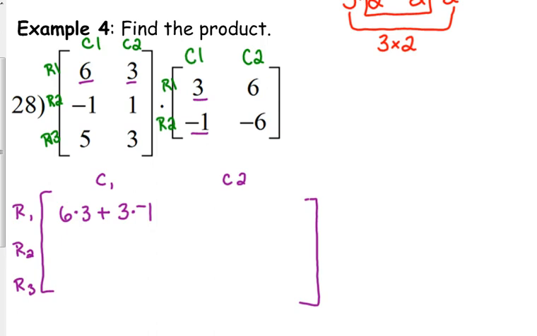Yes, it's always plus. You may be adding a negative number, but you always add them together. Okay? Now, it's up to you how you want to do this. If you want to go down your columns first, or fill in your rows, I usually fill in my rows. So right here, I want row 1, column 2. I'm going to take row 1 again, but then take column 2. So this time we've got 6 times 6 plus 3 times negative 6.